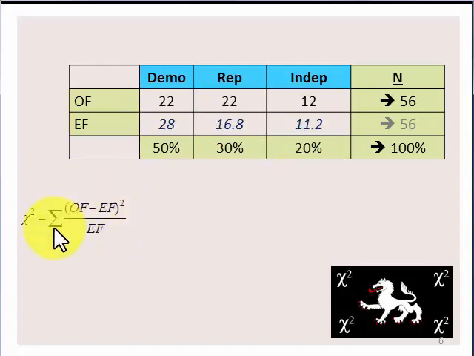This formula is the summation of each cell. So we've got 3 cells, so we're going to have 3 quotients. This is called a quotient, where you have something divided by something. So I take 22 minus 28, square that, and divide by 28. So the first number goes there, the second number goes in the last spot and on the bottom. So take a second, see if you can figure out what the two other quotients would be.